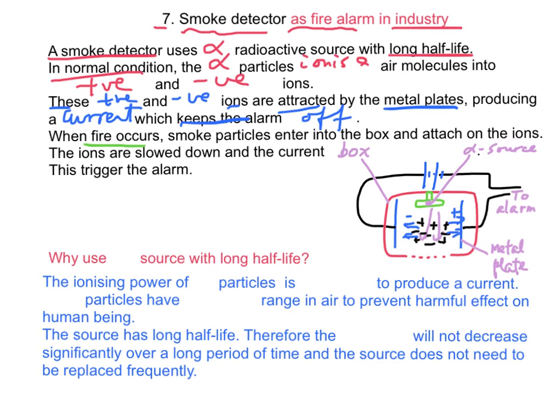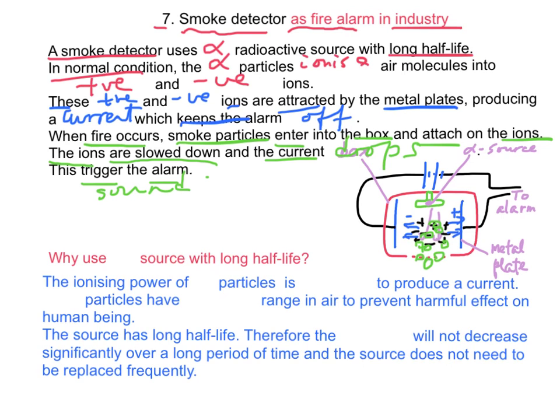When fire occurs, smoke particles will enter into the box and attach on the ions. Therefore, the ions will be slowed down and the current will drop. This will trigger the alarm and the sound will be produced.